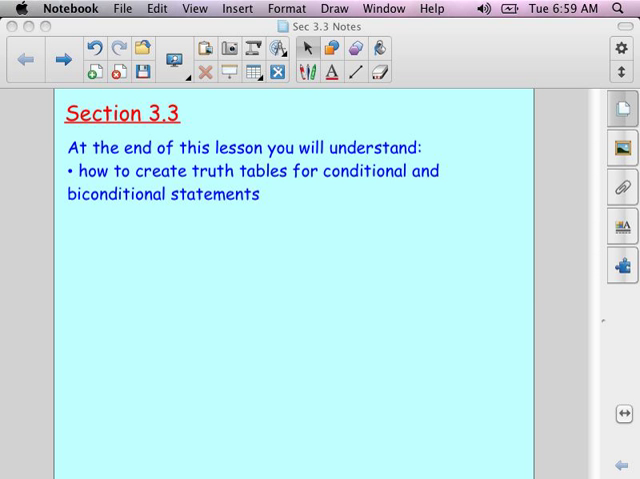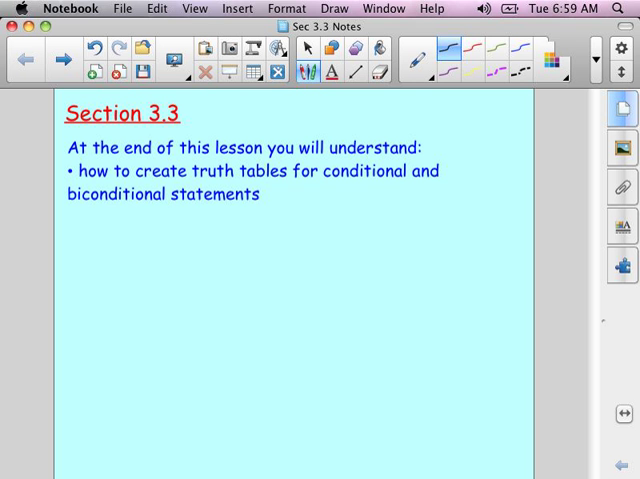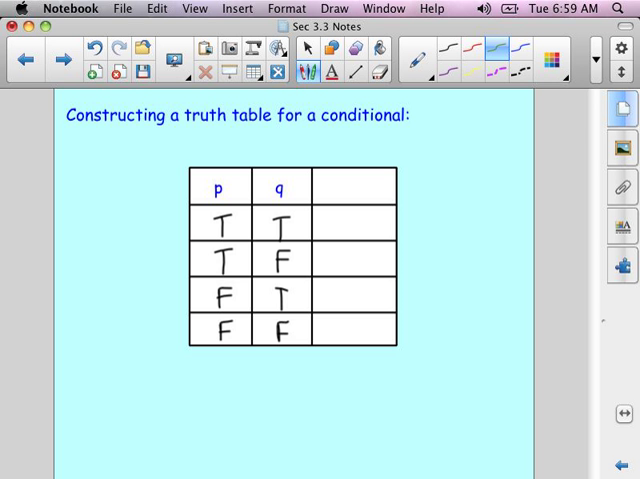So in our last section, we learned how to make truth tables to analyze the truth value of two types of statements. We had our conjunctions and our disjunctions, the "and" and the "or" statements. We learned rules for each of those. In this section, we're going to do the same sort of stuff, but now we're going to learn our rules for our conditional and our biconditional statements.